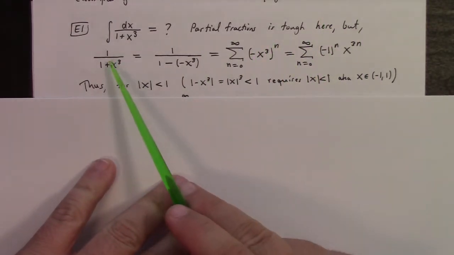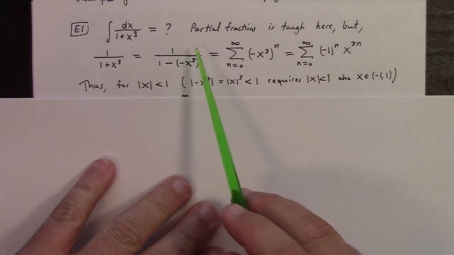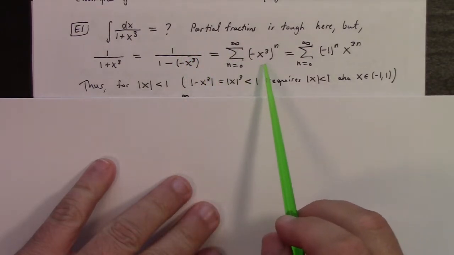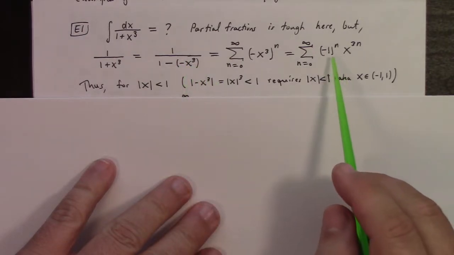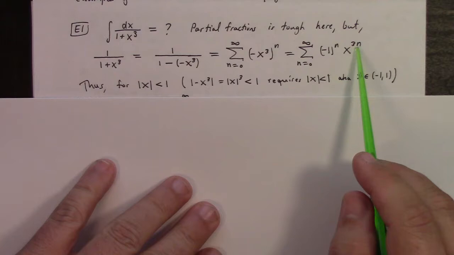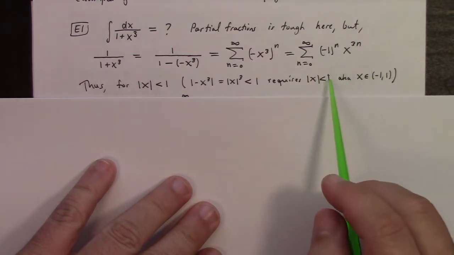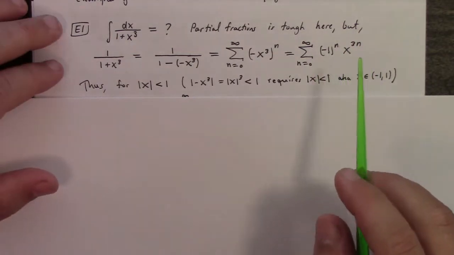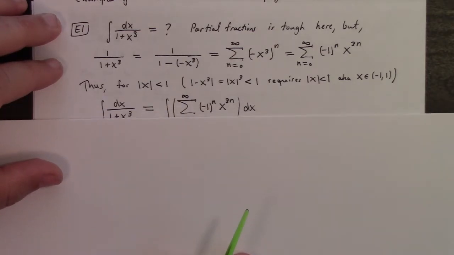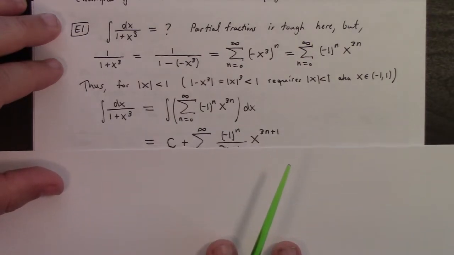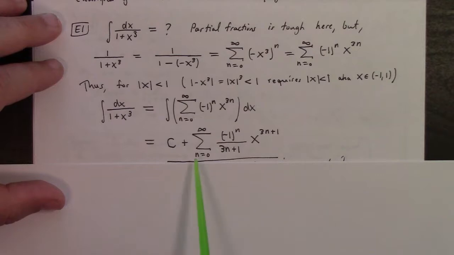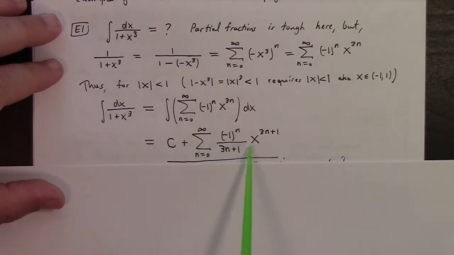On the other hand, we can look at 1 over 1 plus x cubed as being a geometric series, right? It's got a equals 1, and the ratio is minus x cubed, which gives us the sum of minus 1 to the n times x to the 3n, provided that the absolute value of x is less than 1. And so I can integrate this function by integrating its series representation, its Maclaurin series representation. And I get that. So that's it. I've integrated this function by just integrating the series term by term.